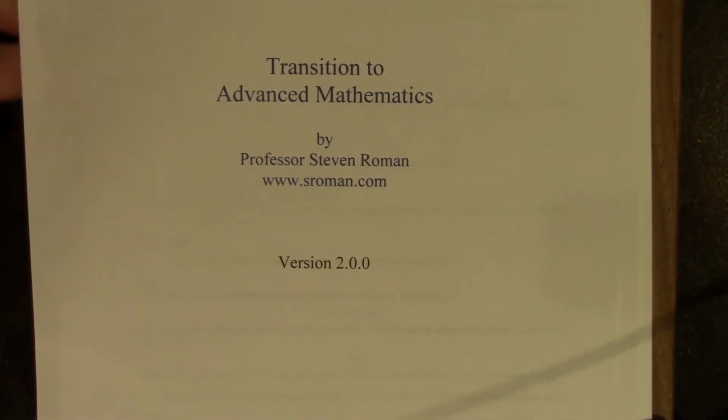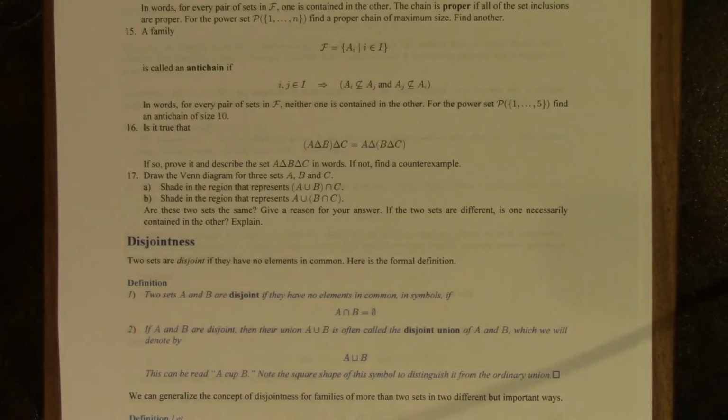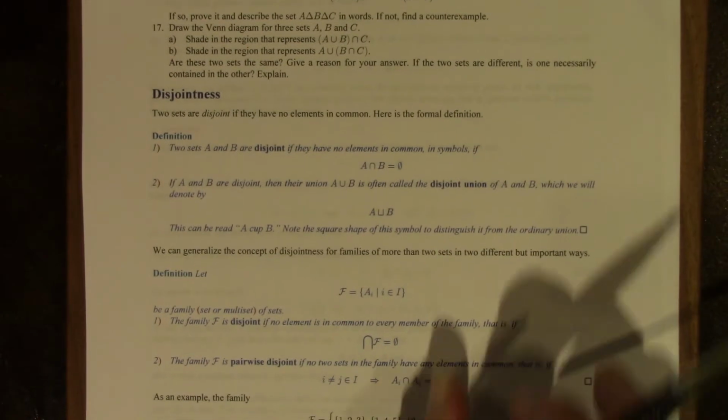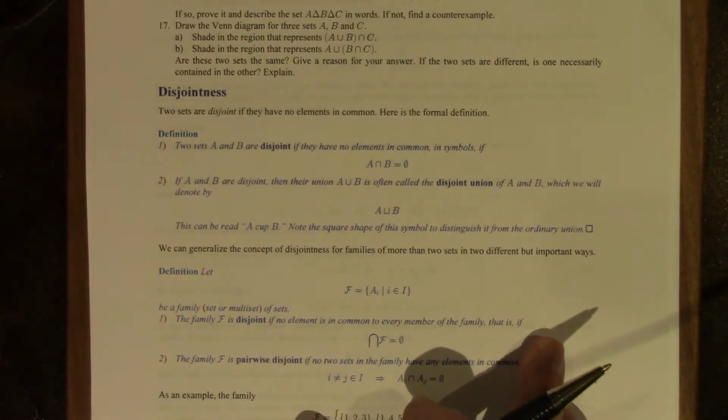Let's continue the lecture series Transition to Advanced Mathematics. We're talking about sets and multisets. Let us now take a look at the notion of disjointness. Two sets are disjoint if they have no elements in common.